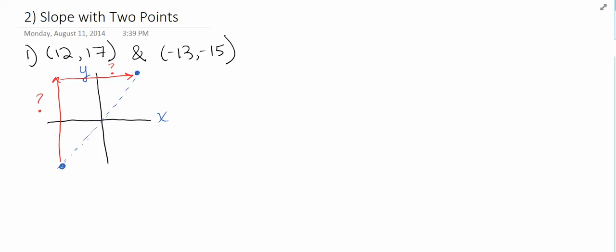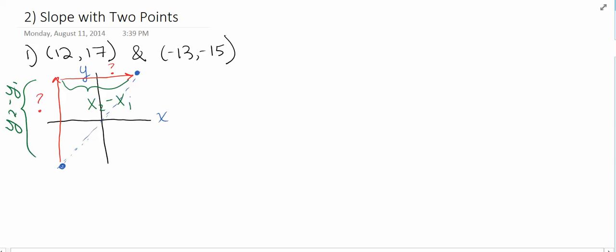When we're thinking about how much we go up by, that amount could be y2 minus y1 over whatever x2 was minus x1. So usually what I recommend to students when you're working with this is to label your points.